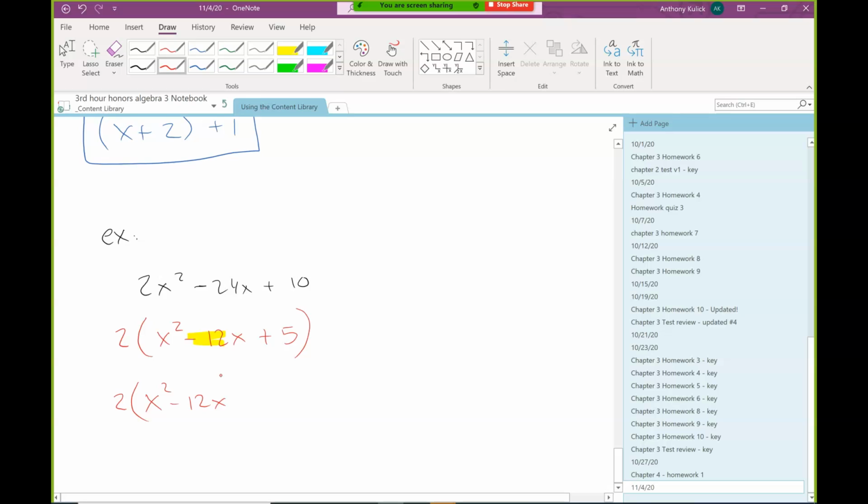Where am I going to write the plus 36 and minus 36? Inside the parenthesis, outside the parenthesis, one of each? Where should I put them? They both have to go inside. That's correct. So far, so good.